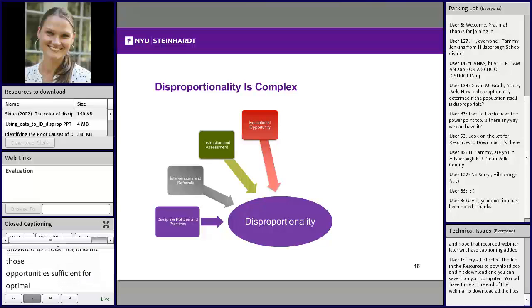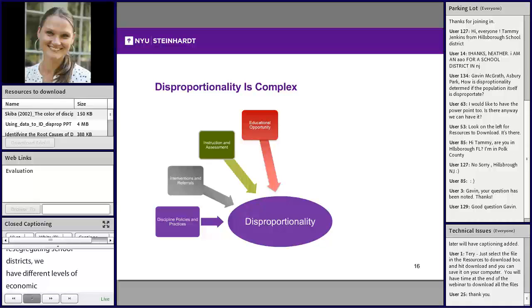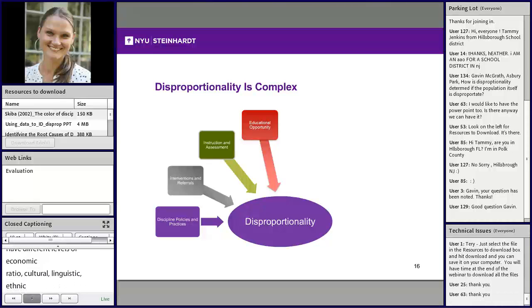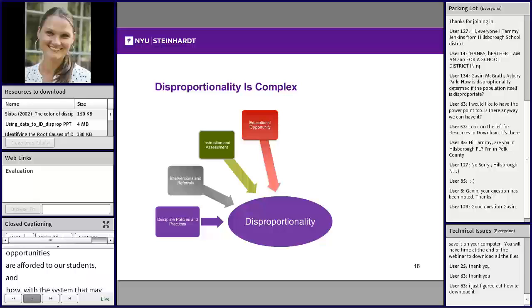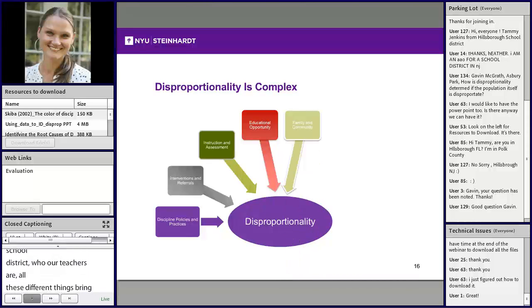And oftentimes, educational opportunity can also transcend and exit outside of school doors or district doors, because we're situated in a world that is highly segregated. It's resegregating school districts. We have different levels of economic, racial, cultural, ethnic, and linguistic segregation and disparities across the United States, and those differences affect our school systems and the types of resources we have. So we have to think about how different types of educational opportunity are afforded to our students, and how the way our district is, where we are situated, who is in our school district, who our teachers are, all bring together how educational opportunities are provided to students.